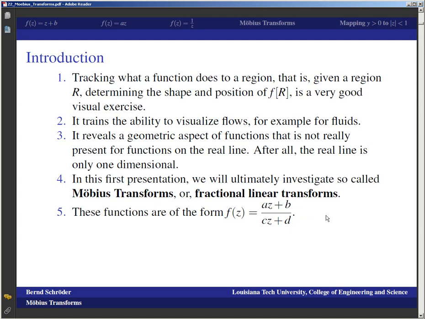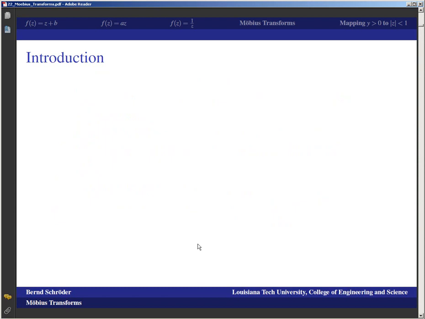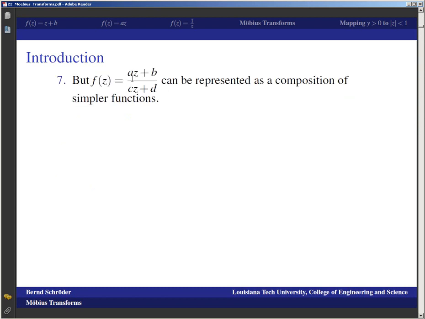But here is where we're also going to very much train our ability to break a function up into a composition of simpler functions, because take a look at this. As such, they seem hard to analyze, but this function, f of z equals az plus b over cz plus d, can be represented as a composition of simpler functions. So I could take my z and map it to cz, and that would be just applying the function f of z equals number times z, and you can see up here in our table of contents that we will investigate various simpler functions separately. So I could go from z to cz by just multiplying by a number.